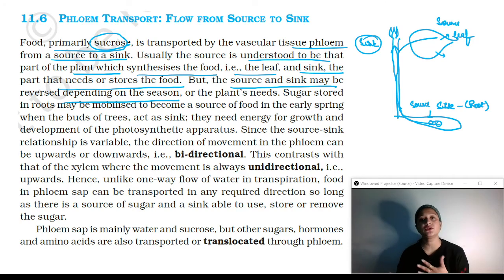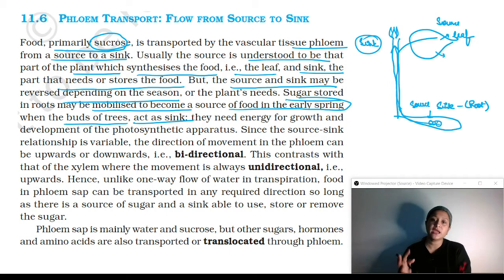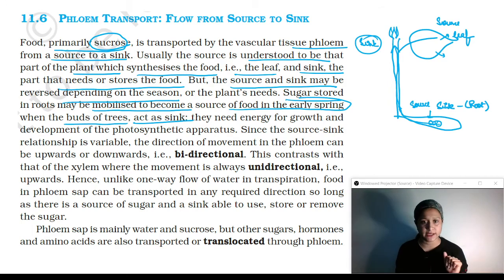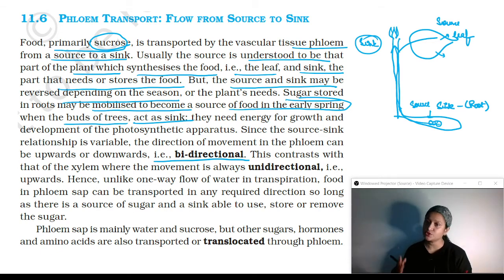Source sink भी बन सकता है और sink source भी बन सकता है. Sugar stored in the root may be mobilized to become a source of food in the early spring when the buds of the tree act as a sink. तो क्या कह रहा है कि early spring में क्या है, जब bud निकल रही है तो वहां पे requirement है food की, तो from the sink where the food is stored it will now move to that bud formation, leaf formation. Okay, नई नई जो leaf बन रही है वहां पे पहुंच जाते हैं. तो we can say that the phloem का जो transport है that is bidirectional, and we can say multidirectional. Okay, ऊपर से नीचे भी आ रहा है, नीचे से ऊपर भी जा रहा है, तो we can say it is bidirectional, multidirectional. But the xylem flow is only always unidirectional.